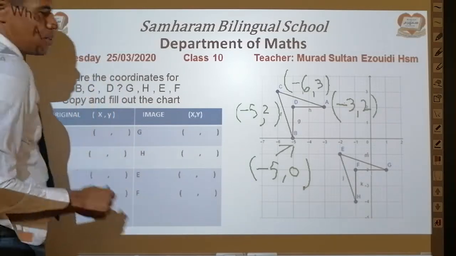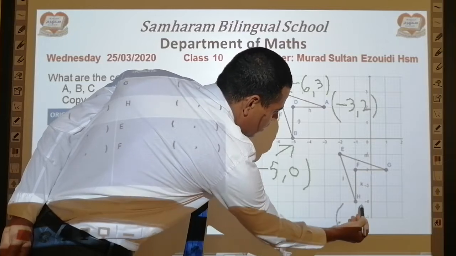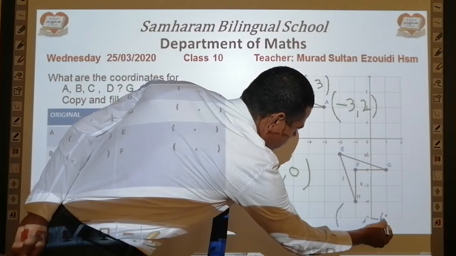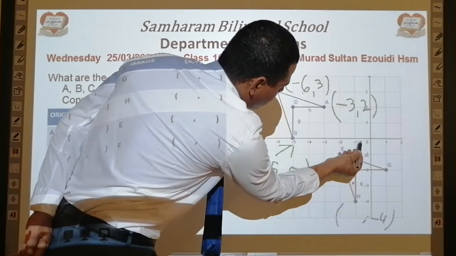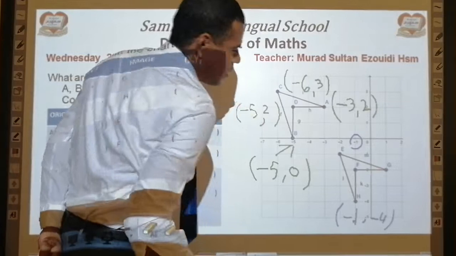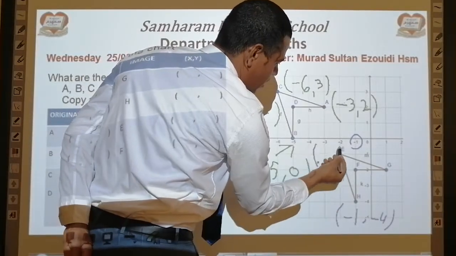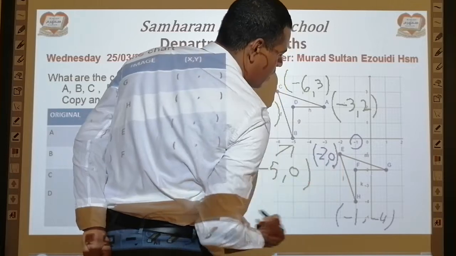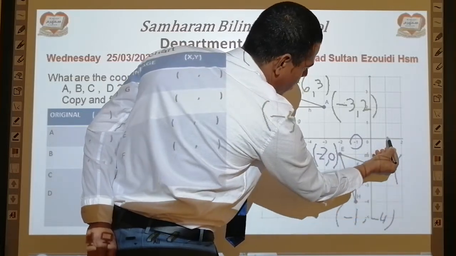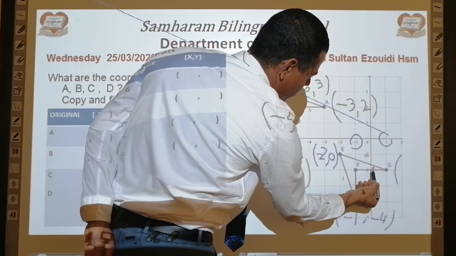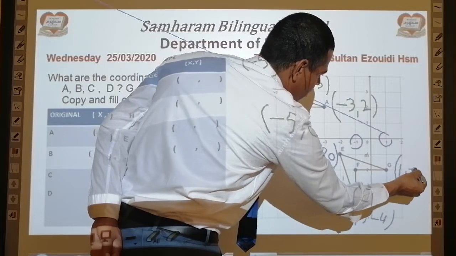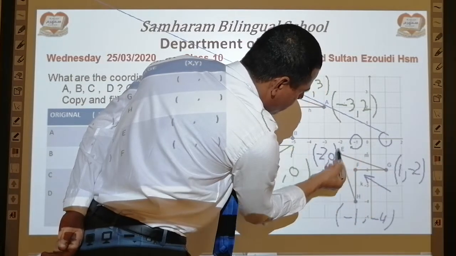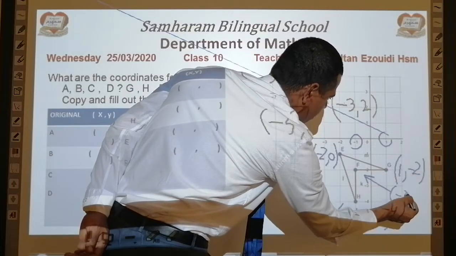We move to the image, my kids. What are the coordinates of H? It is 0, negative 1, negative 2, negative 3, negative 4, so y equals negative 4, and x equals negative 1. Then for E, for example, x is negative 2 and y is 0. Then for G, the coordinates are 1 and y is negative 2, so 1, negative 2. And the last one, my kids, is negative 1 and negative 2.